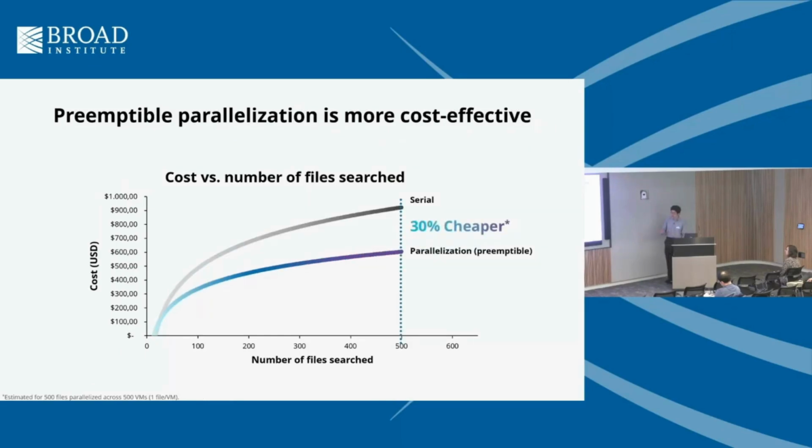So coming back to the curve plot, now we're plotting the cost as a function of the number of files searched. The parallelized workflow running on preemptible instances is 30% cheaper than the serial workflow at 500 files. And then the gap only becomes wider as the study size grows. And then there's a kind of factor of luck here. So if your preemptible didn't get terminated, the cost could become even lower. So there's a wider variation there.